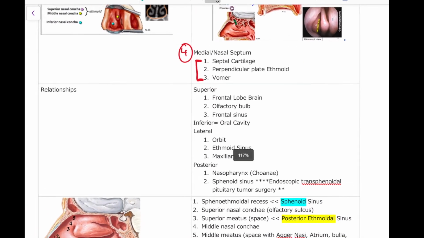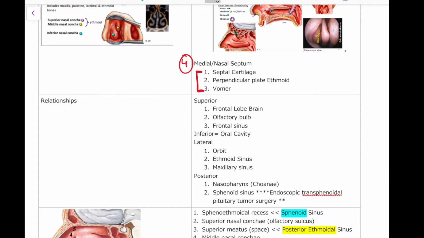Now, if we talk about the relationships of the nasal cavity, superiorly we have the frontal lobe, the olfactory bulb that comes through the cribriform plate, and the frontal sinus on top. Inferiorly, on the bottom, is the oral cavity. Laterally, you have the eyes, the ethmoid sinus, and the maxillary sinus. And then posteriorly, in the back, we have the choana, or the nasopharynx, and the sphenoid sinuses. And that's how the sphenoid sinuses have their opening into the superior, middle, or inferior meatus.